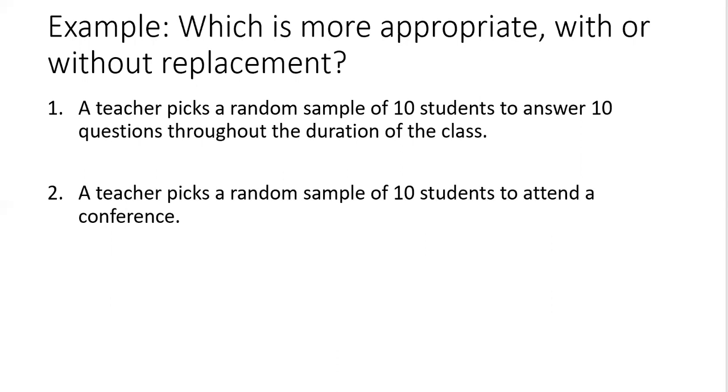because he doesn't want a student to think that he may not be chosen anymore after he gave an answer. Okay, this is scenario number 2. A teacher picks a random sample of 10 students to attend a conference. For this scenario, sampling without replacement would be more appropriate because we want 10 students to attend a conference, and if we select the same student twice, there will be less than 10 students selected for the conference.